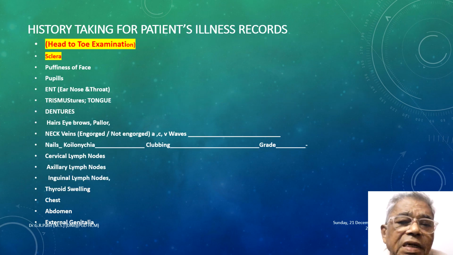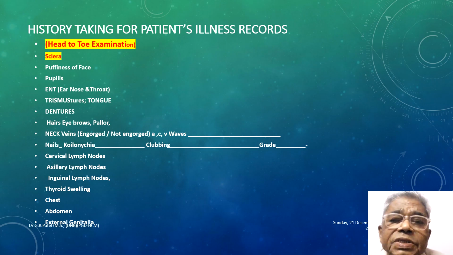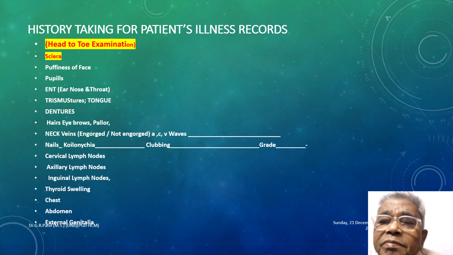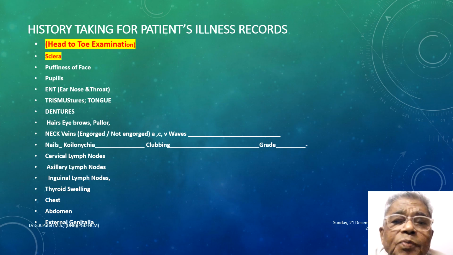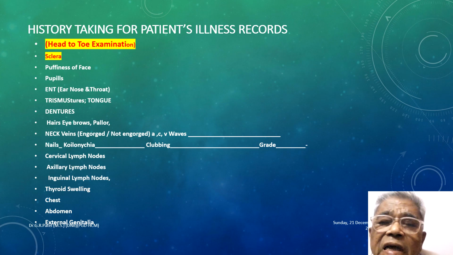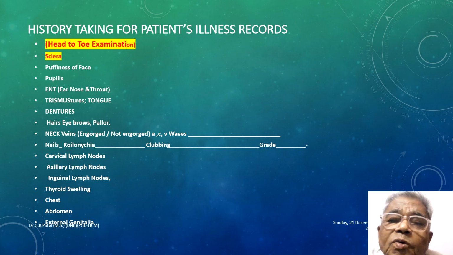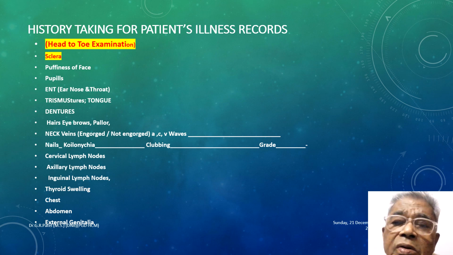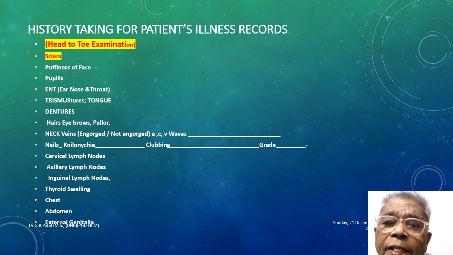Then starting with the head to toe examination, sclera has to be examined for jaundice, yellow color, blue in osteogenesis imperfecta, then subconjunctival hemorrhage in fractured zygoma. Then pupils are to be examined for size and reaction to light, and unequal pupils, Hutchinson's pupil, suggestive of extradural hematoma or subdural hematoma. Puffiness of face may be due to renal failure.